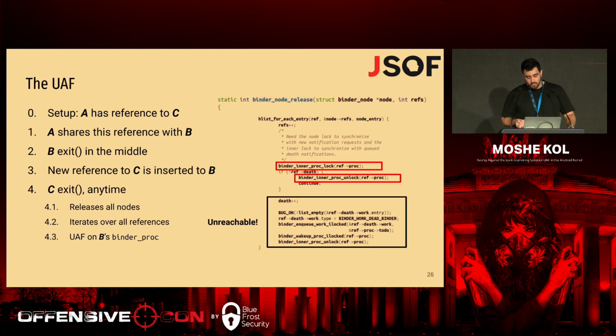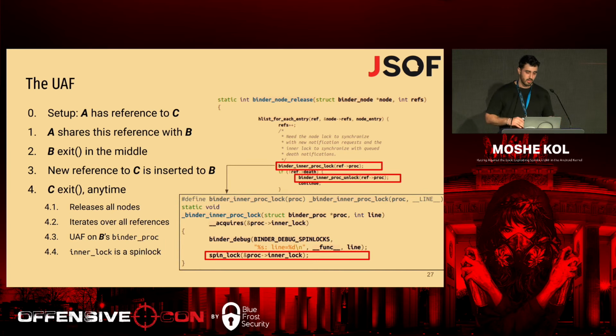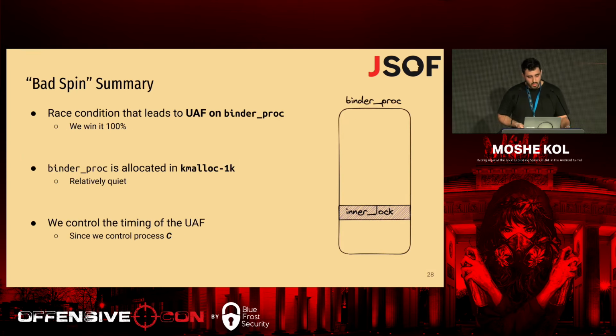And in this vulnerable code flow, we cannot reach this bottom half of the code because we cannot have a ref def which is not null, because process B is dying, so it cannot subscribe to a death reference. So what we have is only a spin lock and a spin unlock on the freed binder proc, and that's it. So to summarize, the bad spin vulnerability is a race condition that leads to use-after-free on a binder proc. And by the way, we win it 100%.